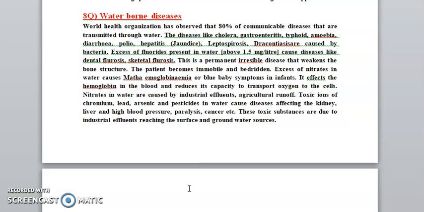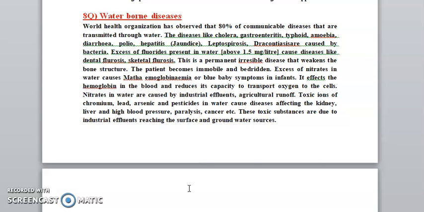Diseases like cholera, gastroenteritis, amoebiasis, diarrhea, polio, hepatitis, and leprosy. So many are caused by bacteria. Excess fluoride present in the water causes dental fluorosis and skeletal fluorosis, permanent irreversible diseases that weaken the bone structure. Patients become immobile and bedridden.